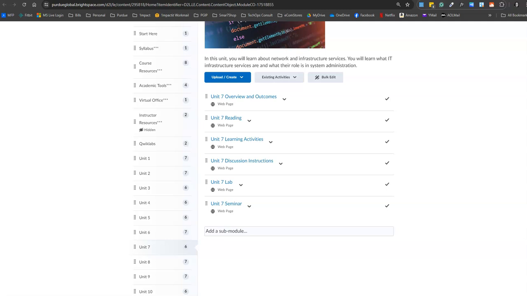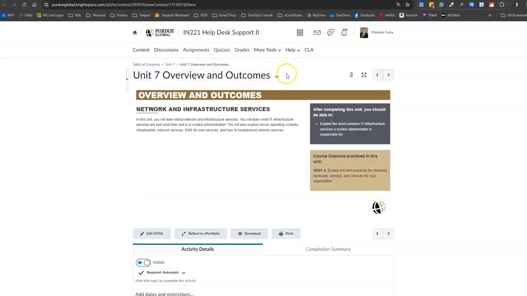So I am going into the table of contents. We're going to go over the overviews and outcomes and reading and such. And basically, like I said, you're going to explore server operating systems and a few other things. But by the end of this week, you should be able to explain the most common IT infrastructure services a system administrator is responsible for. And that's a big deal because knowing what it is will help you understand what it is that you're going to do too.